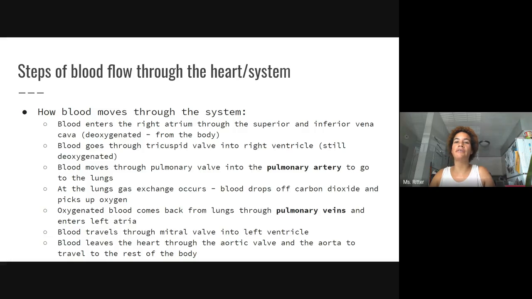Okay, it's going to enter the left atria, and then blood is going to travel through that mitral valve. The mitral valve is in between, remember, the left atria and the left ventricle. So it's traveling through that valve. When that valve snaps shut, blood cannot move backwards. Okay, we do not want oxygenated and deoxygenated blood mixing. So that's extremely important. And then finally, the blood is going to leave the heart through the aortic valve and the aorta to travel to the rest of the body.